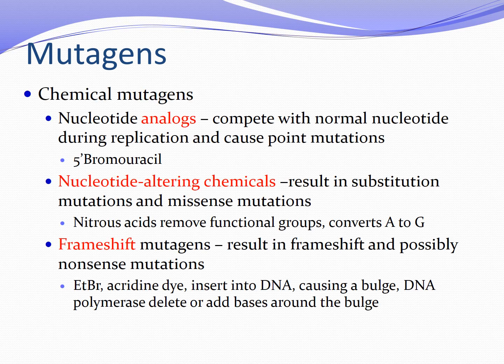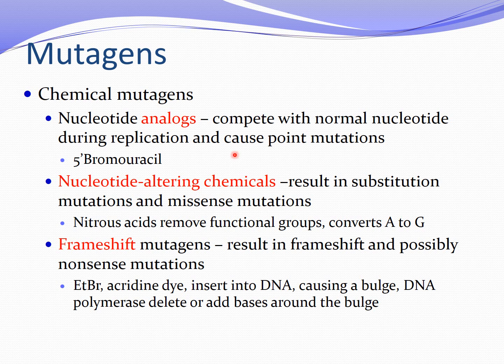Three different types. Okay, one is analog. Analogs contain different chemicals that have similar structures as the actual nucleotide. So they compete with the normal nucleotide, because this is like competition, because they have similar shape. And then the other one is chemicals that can change the actual nucleotide.